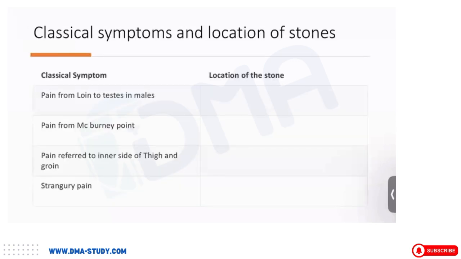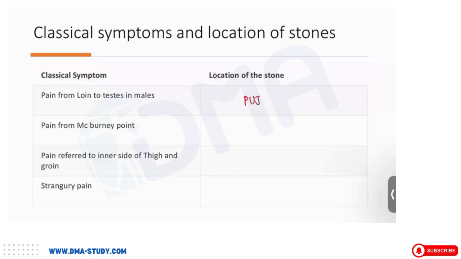Now, speaking about the classic symptoms of stones, the most common renal stone is calcium oxalate, which we will study later. Depending upon the pain the patient complains of, we can identify where the stone is. If the pain is from the loin to the testis in males, then the stone is lodged in the PUJ, pelviureteric junction.